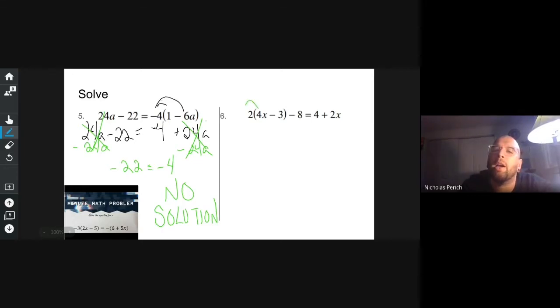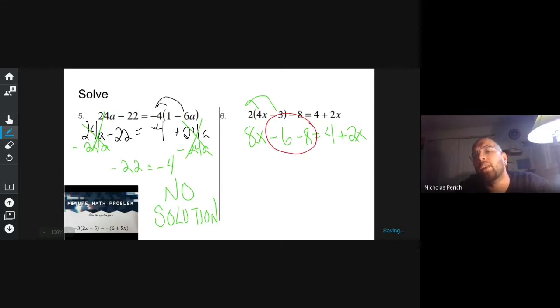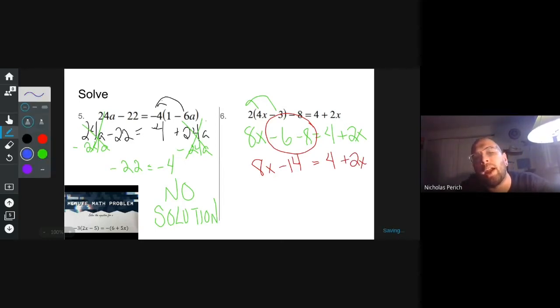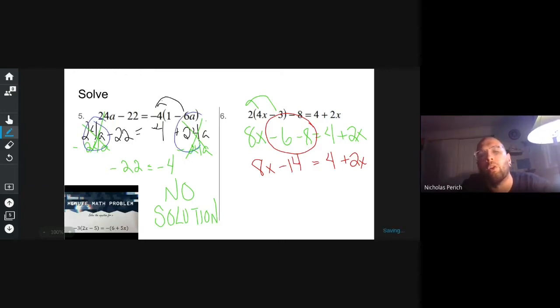Distributive property, 2 times 4x, 8x. 2 times -3, -6. Minus 8, 4, 2x. Oh, look what I can do right away. I can combine like terms. -6 minus 8 is -14. So I have 8x equals 4 plus 2x. It looks like nothing special happens here. It seemed like when I had the 24a over here and the 24a over on the other side, they just cancel out. Well, they do. That's a shortcut. I don't have that going on the right side equation here.